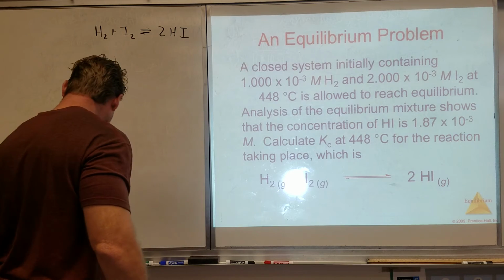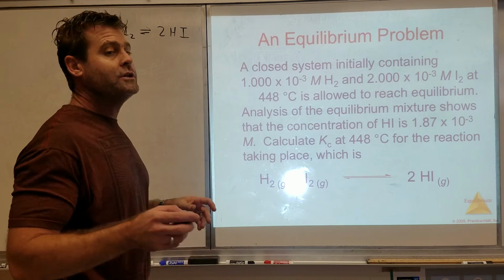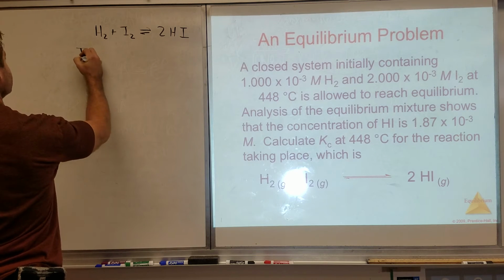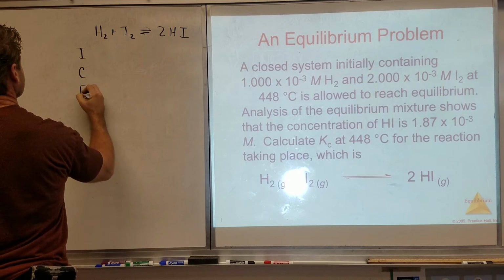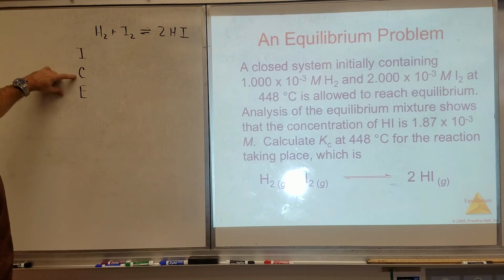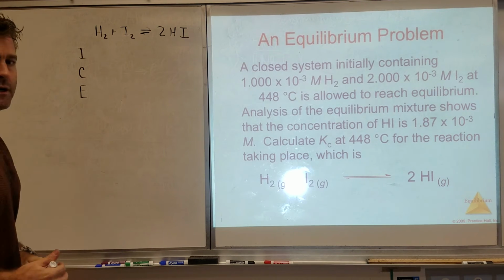So the next thing we're going to do is what we call an ICE table. You have to get this down. Anytime you have an equilibrium problem, you do what's called ICE. Here's what it stands for. I is your initial, C is your change, E is at equilibrium.